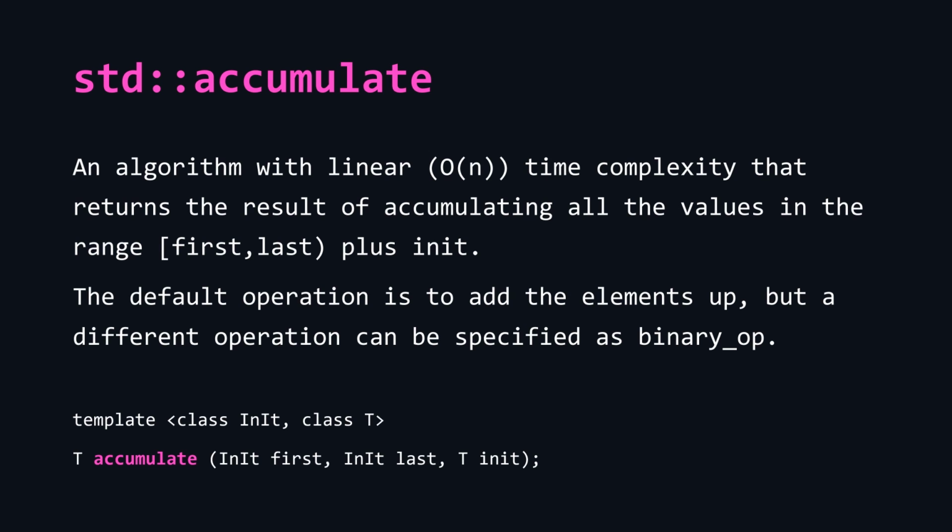And here we have our function declaration. Accumulate takes three parameters: two input iterators, first and last, and the initial value, init. But there are several other overloads of this method, and they include the binary op mentioned here.